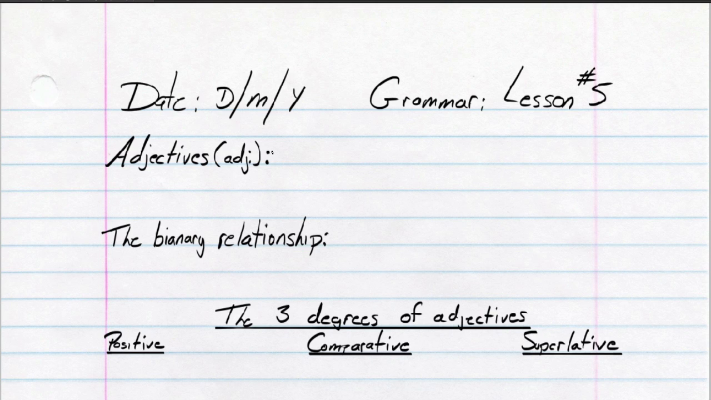On the third line, put down the binary relationship. The binary relationship. Binary is spelled B-I-N-A-R-Y, relationship. The binary relationship, put a colon. Leave 2 lines for our definition there.